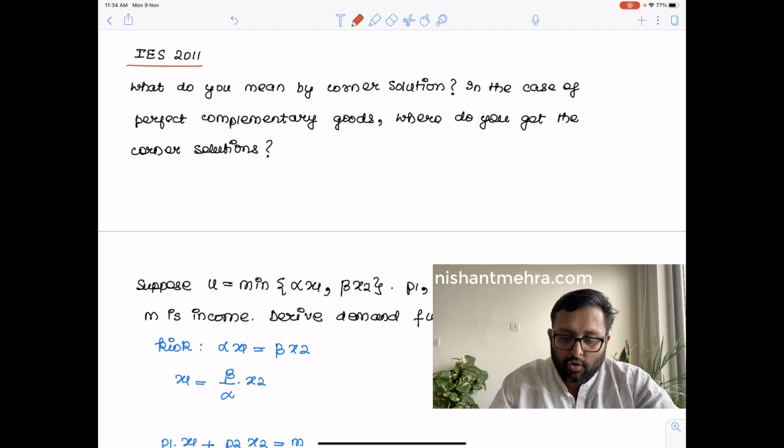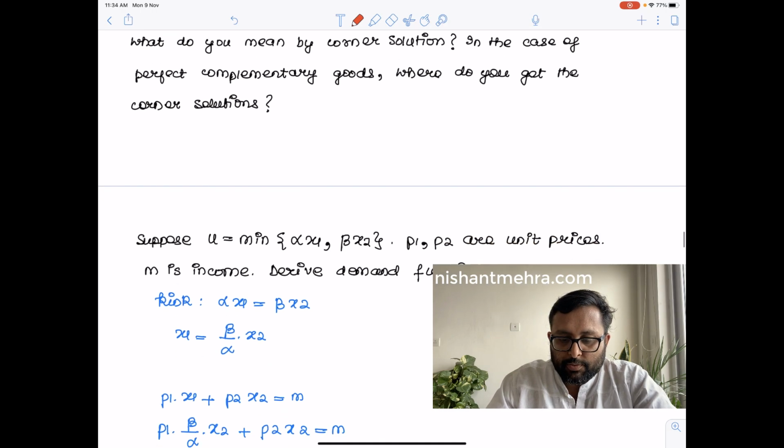In case of perfect complementary goods, where do you get the corner solution? You do not get the corner solution. You're consuming both of the goods, x and y, there, right? You're consuming both of the goods there. Let's do this question also.